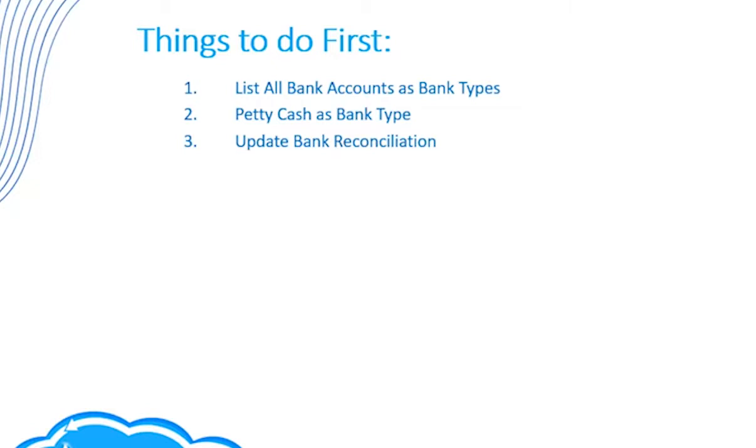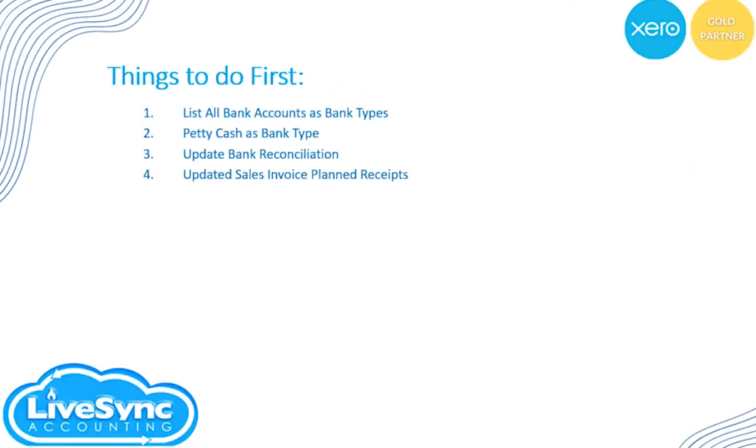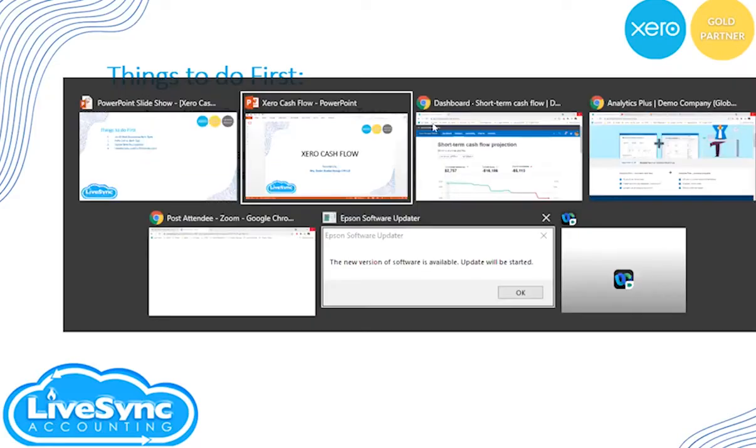Also, you need to do bank reconciliation on a daily basis, and before running a cash flow report, you must have updated and completed your bank reconciliation. Then you need to update the sales invoice planned receipts. If you have receivables, you need to add the planned receipts column to your sales invoice dashboard. Let me show you this one now very quickly.